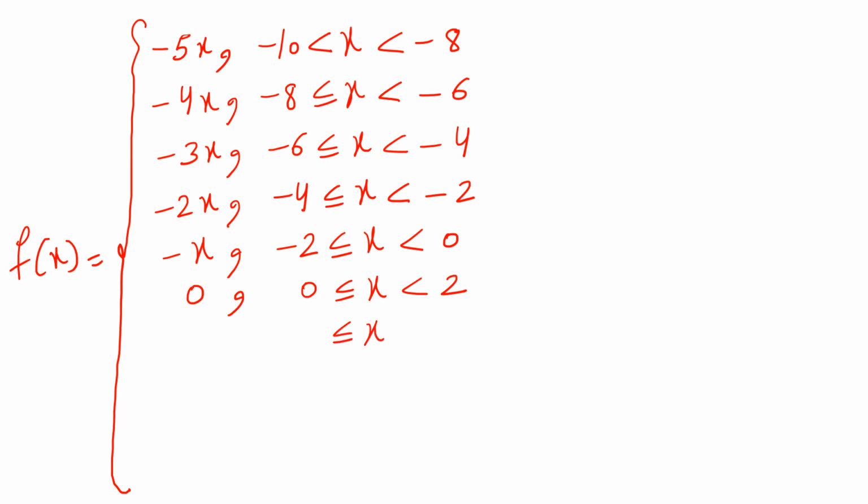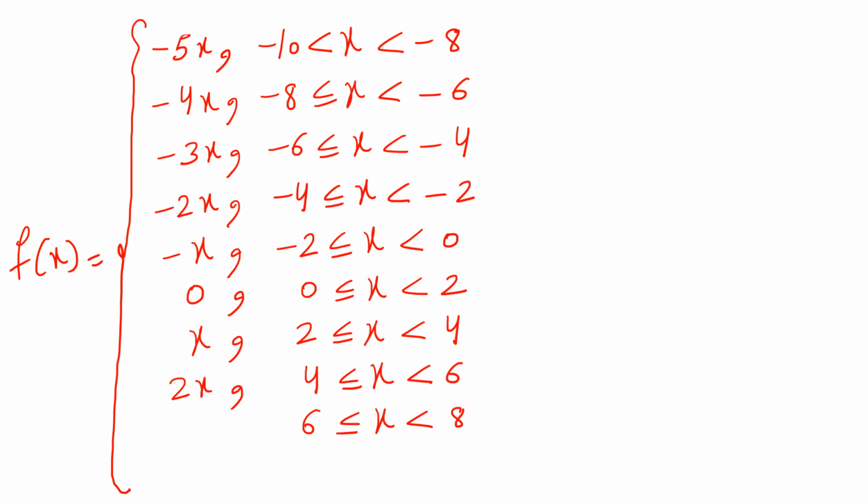Now when x is greater than or equal to 2 and less than 4, then f of x is equal to x. When x is greater than or equal to 4 and less than 6, then f of x is equal to 2x. When x is greater than or equal to 6 and less than 8, then f of x is equal to 3x. And lastly, when x is greater than or equal to 8 and less than 10, then f of x is equal to 4x.